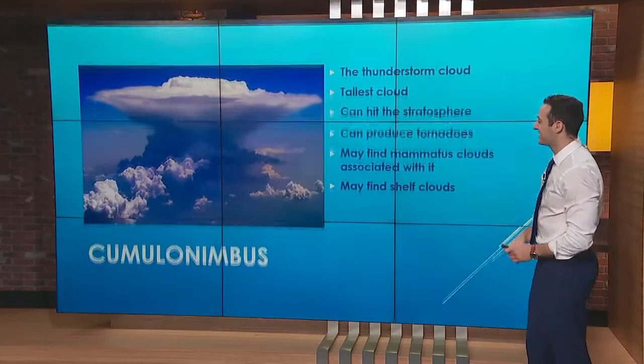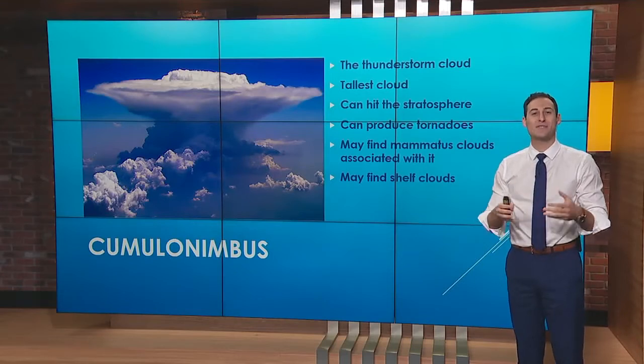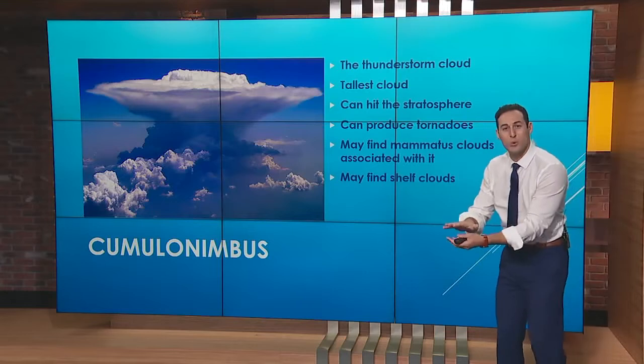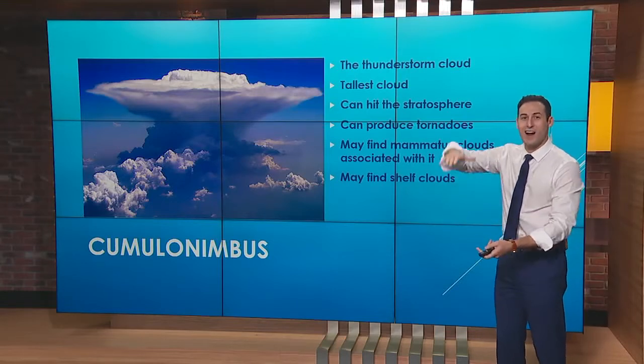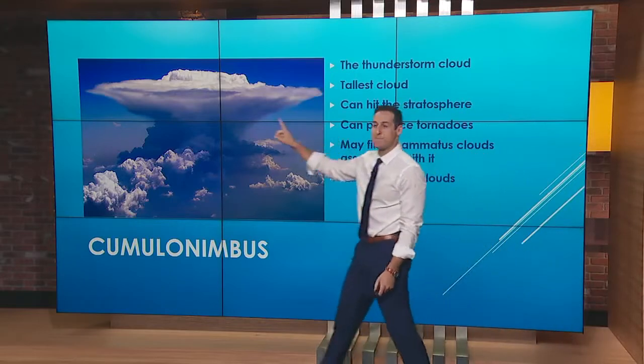They look so amazing. Next thing we're going to go over is a fan favorite, Cumulonimbus, your standard thunderstorm cloud. So this is the tallest cloud we have. It goes all the way from the lowest part of our cloud deck up to the top where cirrus clouds are. They can hit the stratosphere, and that's what's happening in this picture.